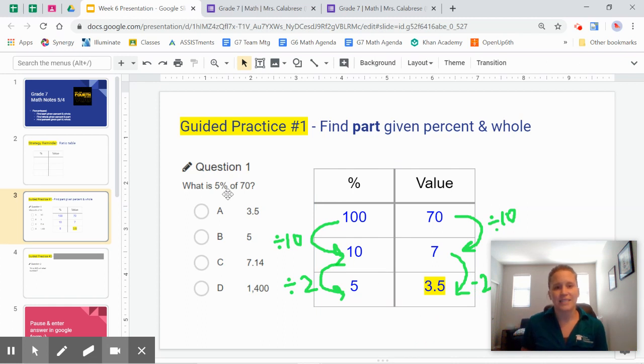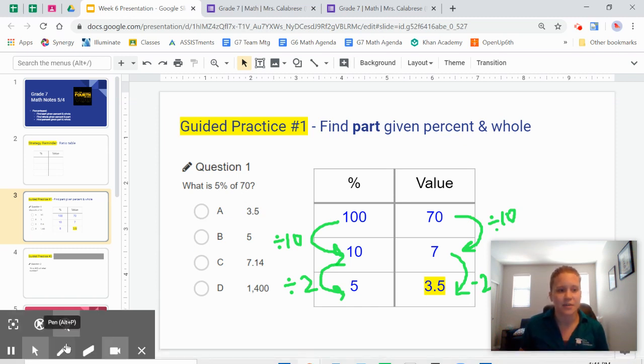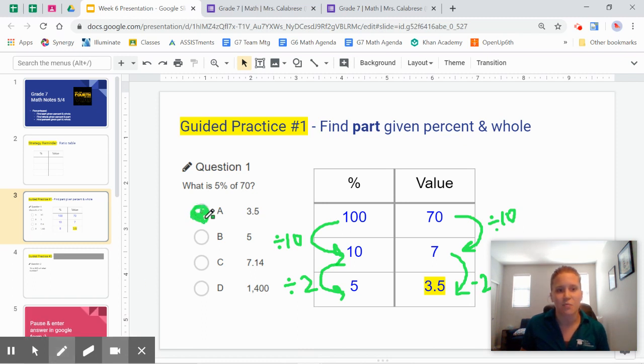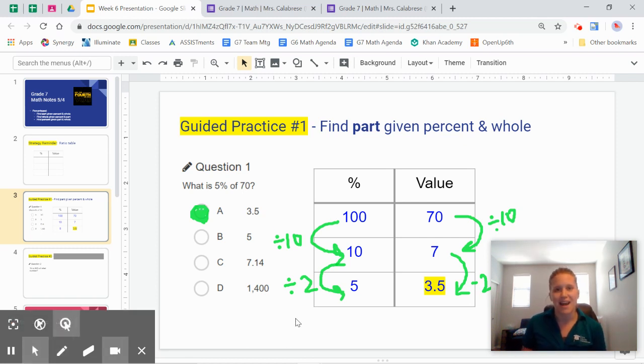The question was, what is 5% of 70? Does it make sense to say that 5% of 70 is 3.5? Yeah, 5% is a small amount. Remember that 100% is 70. So it would make sense that 3.5 would be 5%. I would go ahead and select A. In fact, I will go ahead and select A as my answer for question 1. Okay, make sure that your paper looks like mine. If you need a moment, go ahead and pause the video now.